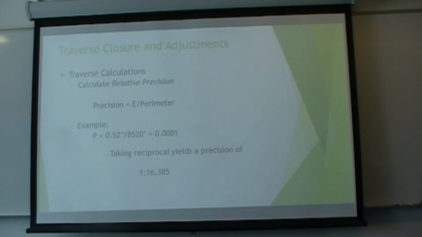Relative precision is defined technically as your error of closure, or your linear misclosure, divided by the perimeter of your traverse. But ultimately, you just take the reciprocal, because we're looking at that as being 1 in something. So if we had a 0.52 linear misclosure and a perimeter of 8,520 feet, and we divide that, you notice we get a very small number. But if we take the reciprocal of that, we will get 16,385. So we would express that as a 1 in 16,385 precision.